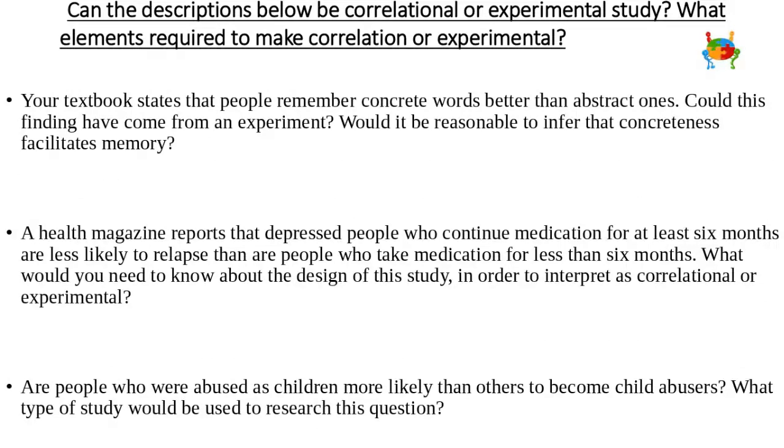So these are examples of perhaps descriptions of a correlational or experimental study. And you can think, could it be defined better as a correlational study, or could it be defined better as an experimental study? So let's look at the first example. Your textbook states that people remember concrete words better than abstract ones. Could this finding have come from an experiment? Would it be reasonable to infer that concreteness facilitates memory? So this could be a correlational or experimental study, and why do you think it could be any of those?